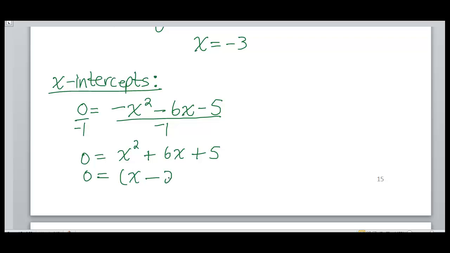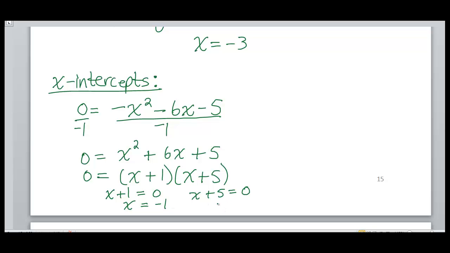x plus 1 times x plus 5 will give you x squared plus 6x plus 5. I set both of these equal to 0, so I get x plus 1 equals 0 and x plus 5 equals 0. To solve for x, I subtract 1 from both sides in this equation. I get x equals -1. And on the right equation, I subtract 5 from both sides, and I get x equals -5. All right, so these are my x-intercepts.